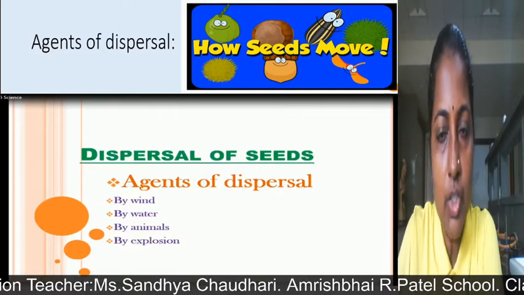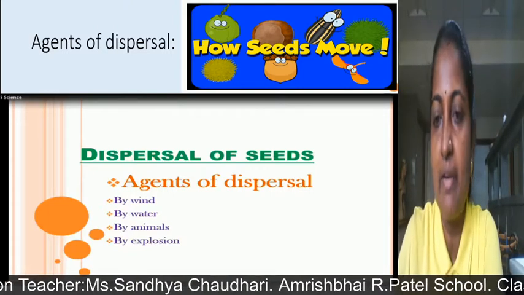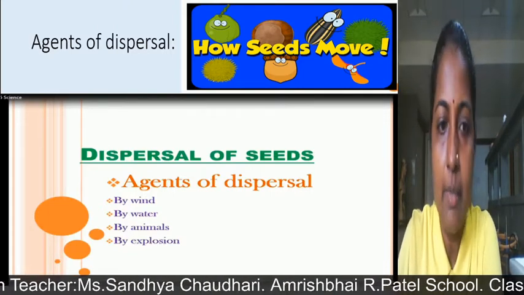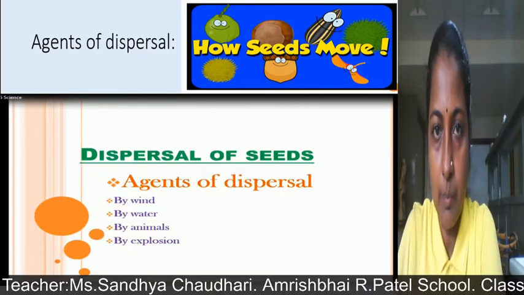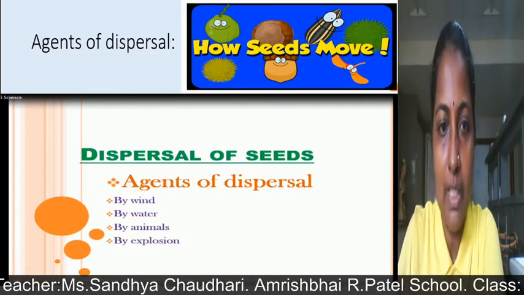Now we will see agents of seed dispersal. By wind, by water, by animals and by explosion, seeds can disperse, which means they can transfer from one place to another.